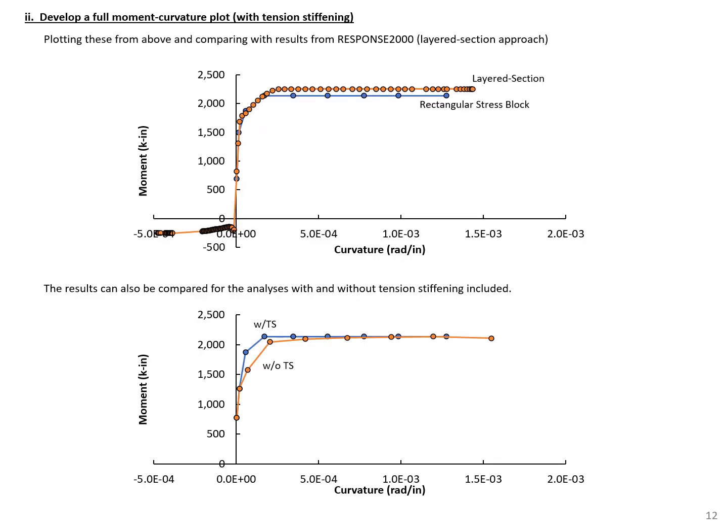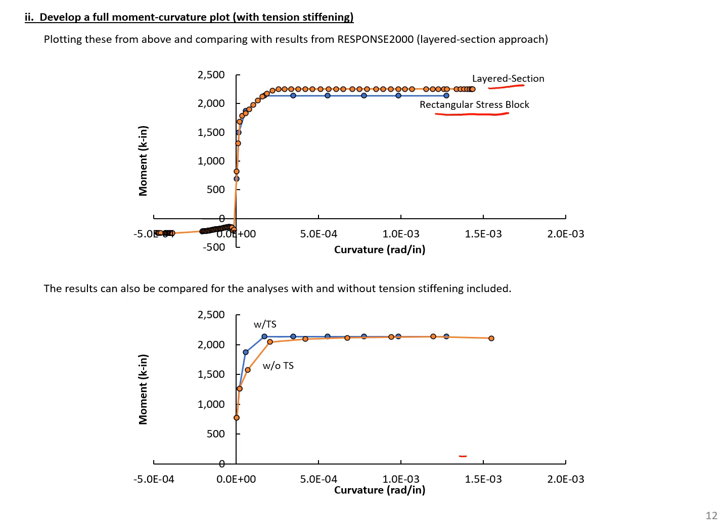Here we have the points from our previous slide plotted against the points from a layered section approach. You can see our points from a rectangular stress block next to the points from the layered section approach. And again, the points are within about 5% of each other. So you can see that we can reasonably estimate the behavior of our section with and without tension stiffening using the rectangular stress block approach with factors proposed by Collins and Mitchell.